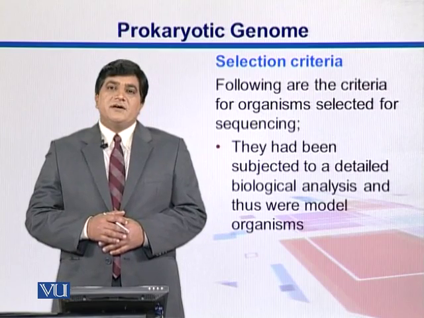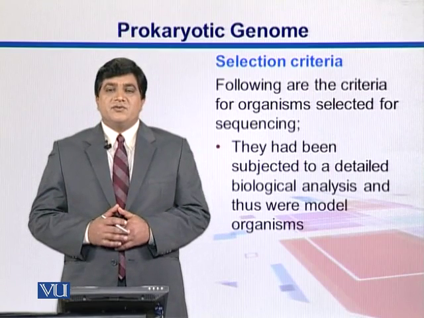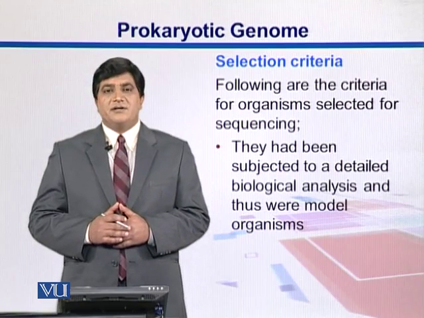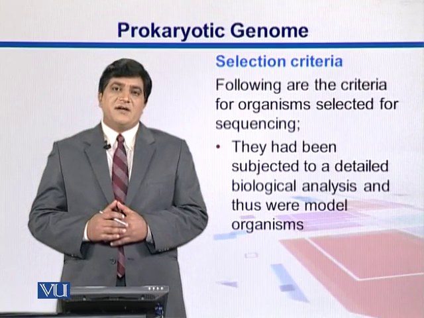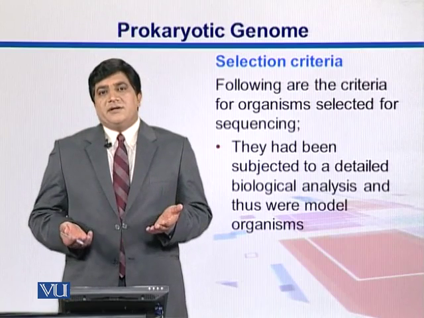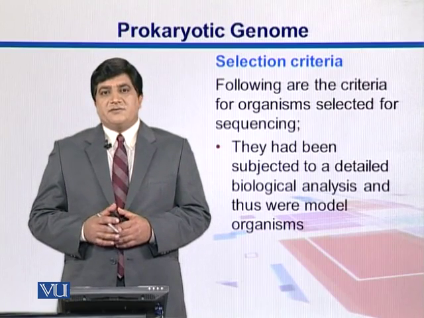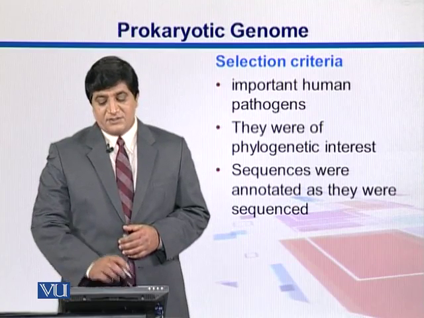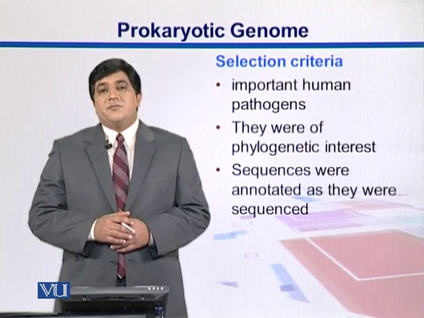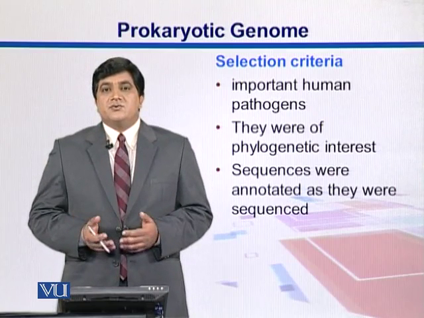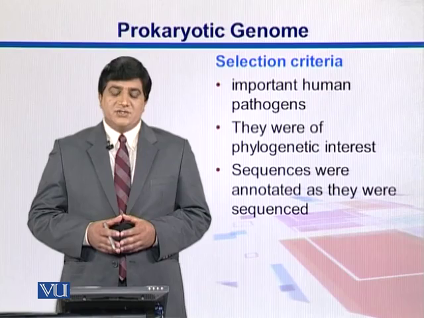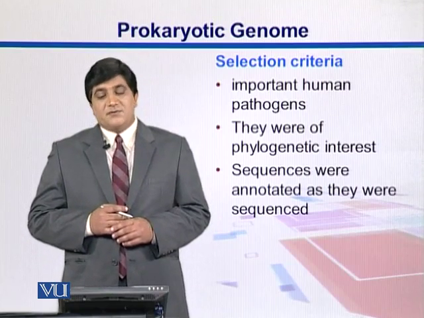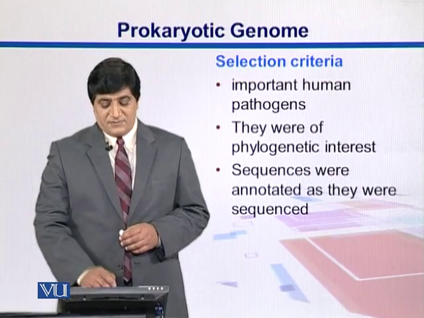There are different criteria for selection of those organisms to be sent into genome sequencing projects. The four most important ones are that there might have been intensive studies on that organism, so it's been a model organism and has been investigated in detail. It might be an important human pathogen, so that's why we are studying its genome. It might have some phylogenetic importance, and the sequences were annotated as they were sequenced.